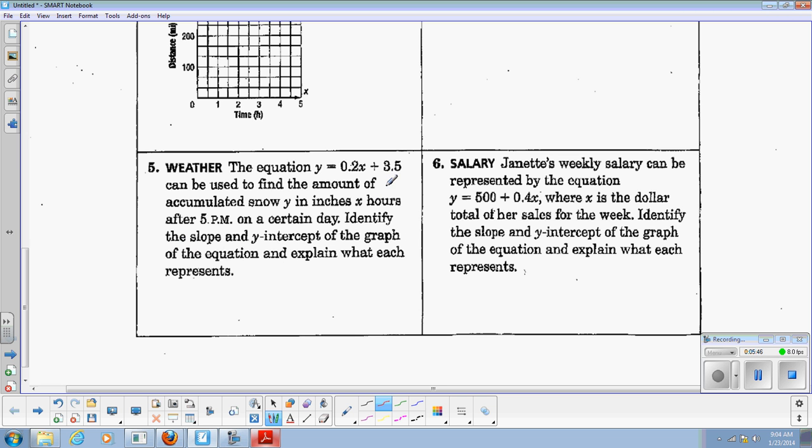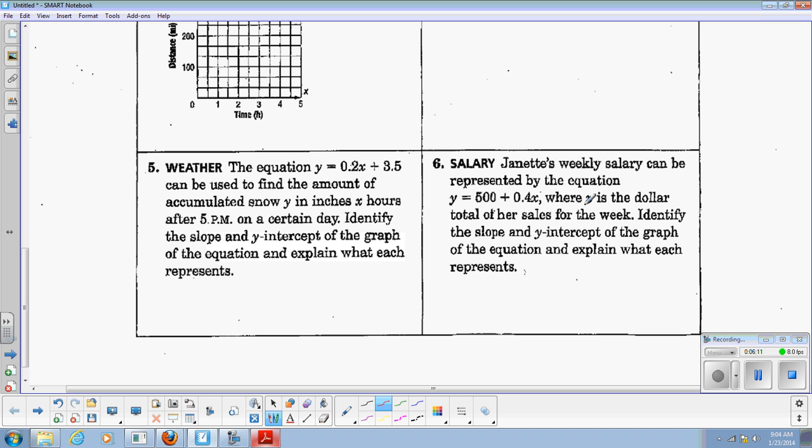Identify the slope and the y-intercept of the graph of the equation and explain what each represents. All right, I want you to understand here that the 0.2 and the 3.5 have to do with inches of rain. Can you tell me what that 0.2 inches of rain is and what is the 3.5 inches of rain? These are amounts of rain, and you have to be able to tell what each actually represents. See if you can figure that out. Write that down right here in the blank space.